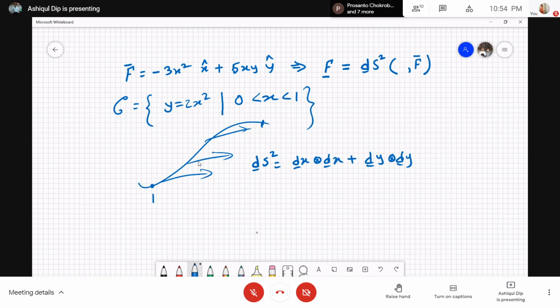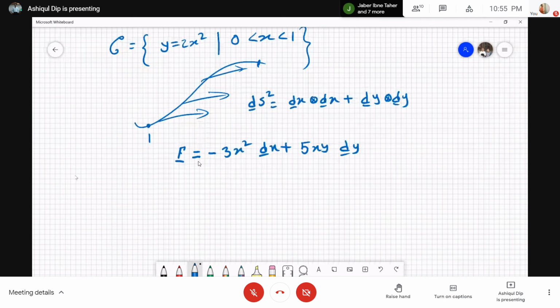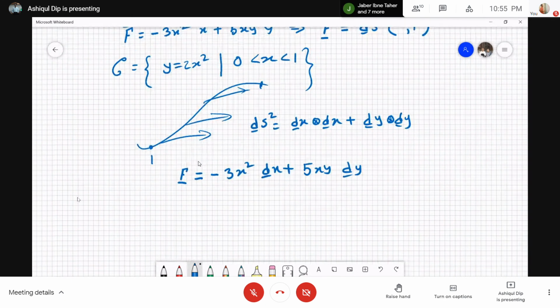It's just diagonal with 1 and 1, so it should be simple. Basically you do the algebra and the result will be minus 3x squared dx plus 5xy dy, because it's Cartesian coordinates. The components of a one-form and the components of a vector are basically the same. Now you want to integrate this over the curve. The curve is your region, the manifold on which you are integrating.